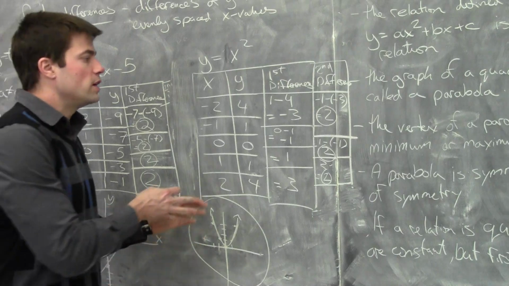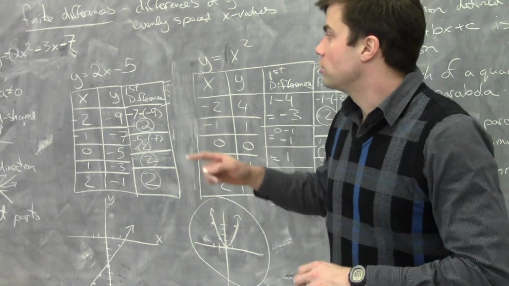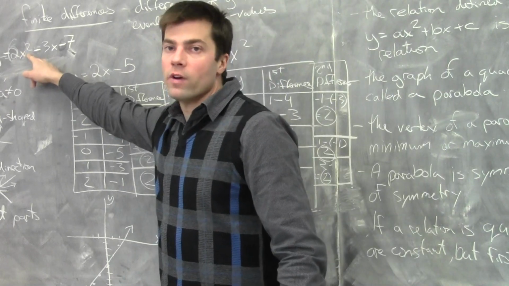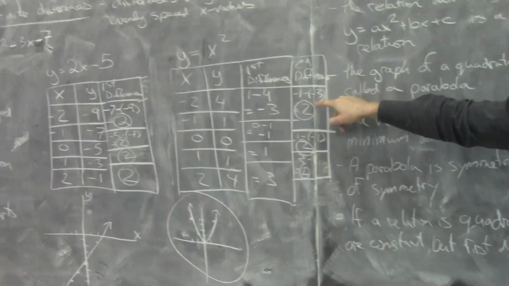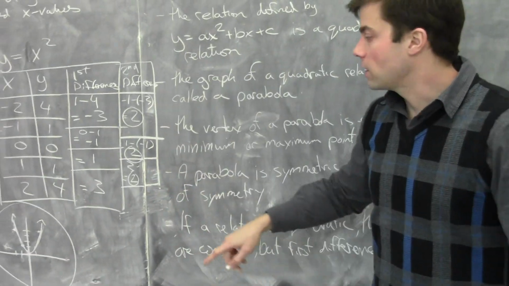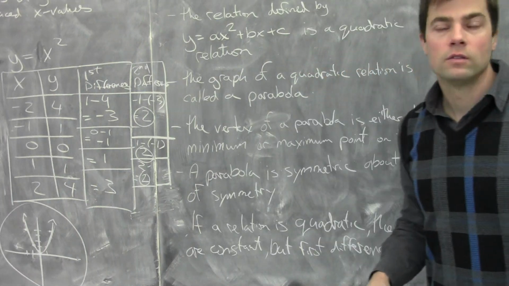So there's a couple of ways now that we've learned how to check for quadratic relations. One is ensuring that there is an x squared value in the formula. Another is checking the second differences, making sure they're all the same. And finally, taking a look at the graph and making sure it has the shape of a parabola.